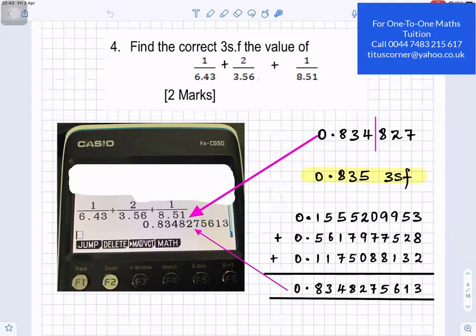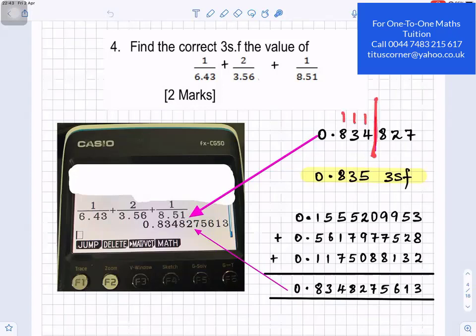So what you want to do is use a Casio graphics calculator, FX-CG50, instead of using a 4-figure table. Let's use the modern technology. So 1 over 6.43 plus 2 over 3.56 plus 1 over 8.51. That gives you 0.8348. And to three significant figures, you put a line after the third number, 1, 2, 3.